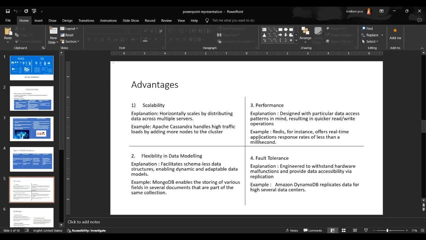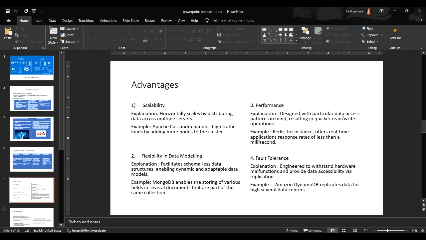Now, I would like to bring to your notice the key advantages of NoSQL databases. The first key advantage is scalability, which means it helps in distributing data across multiple servers. Then there is flexibility in data modeling, which means it helps us facilitate schemaless data. The main advantage of using a NoSQL database is that we don't require a schema. An example is MongoDB, as we have properly used MongoDB for various purposes.